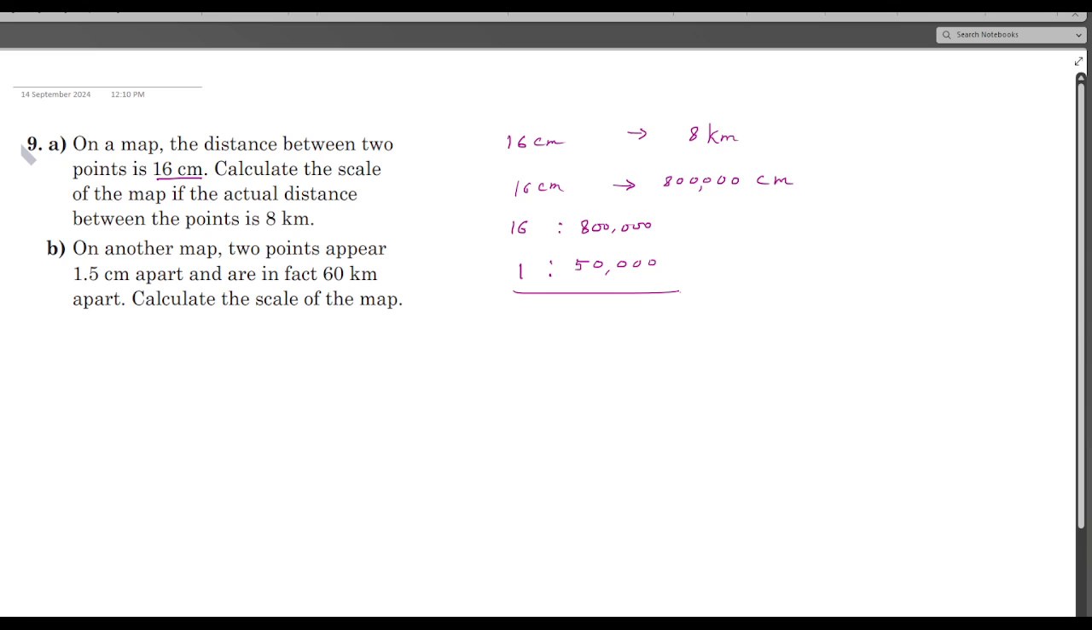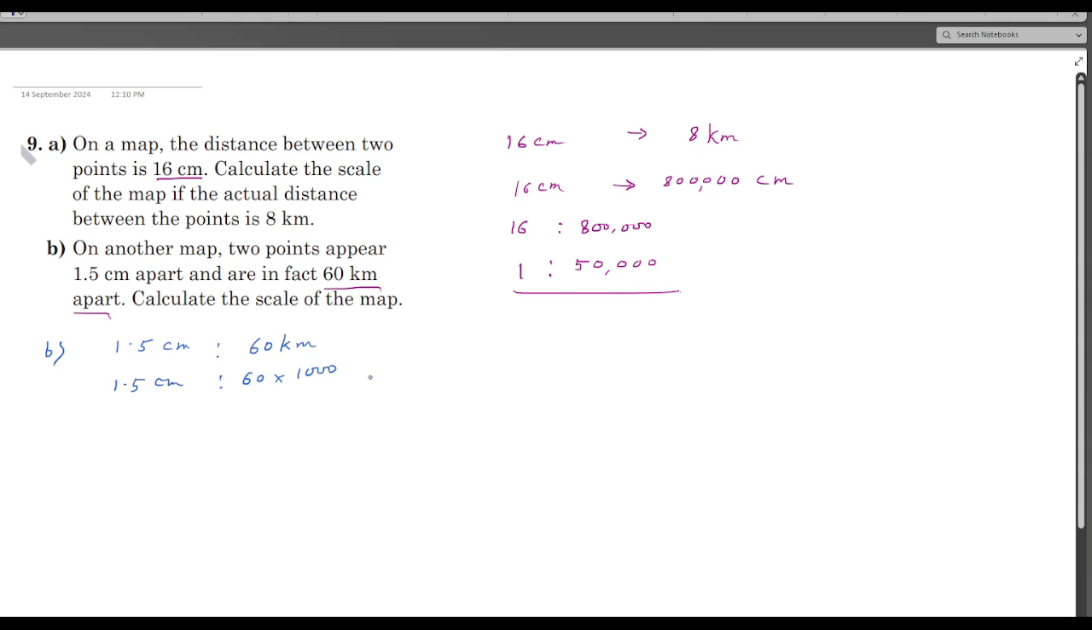Okay, now the second part of the problem. On another map, 2 points appear 1.5 centimeter apart and are in fact 60 kilometer apart. Calculate the scale on the map. So again for B, 1.5 centimeter ratio, it is 60 kilometer. So this is 1.5 centimeter ratio, it is 60 times.